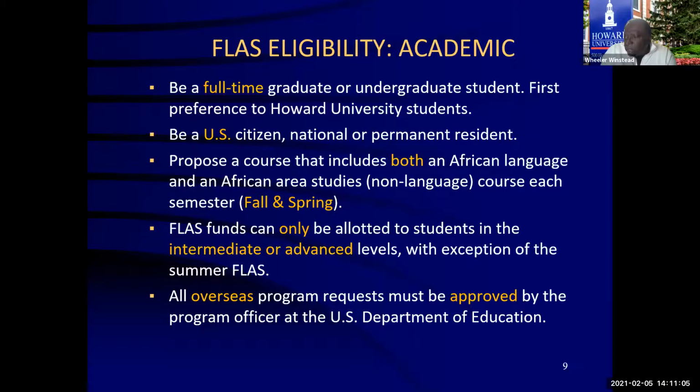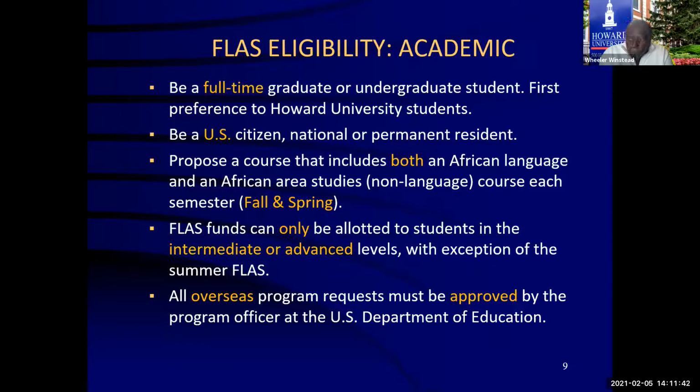Okay, so again, in terms of the academic FLAS fellowship, you need to be a full-time student, a full-time graduate student. You will not qualify if you're a part-time student. You must be a full-time student, and preference is given to Howard students. So in other words, you don't have to be a Howard student; however, preference is given to Howard students. You must be a US citizen, a national, or a permanent resident. That is important to understand.